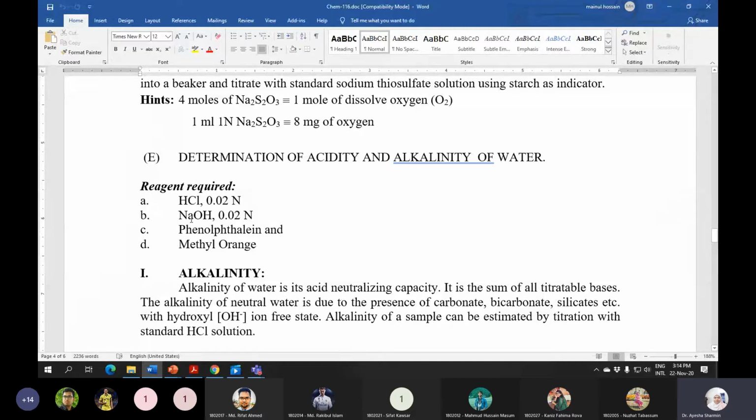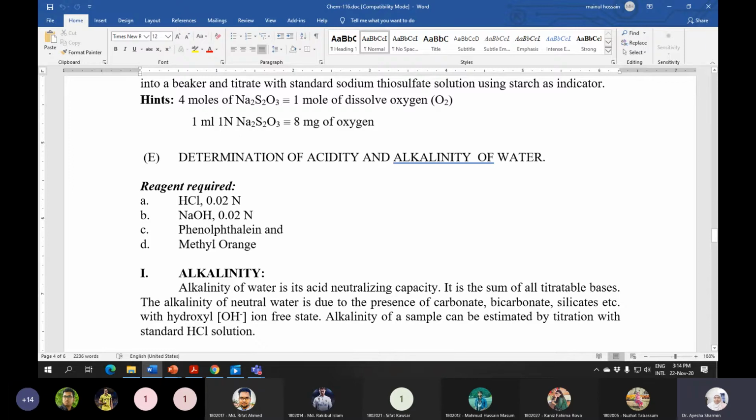Because remember, in natural water sources you can have a natural buffering system. That means you might have some weak acid and weak base dissolved in the sample water. So you have to find out their alkalinity and acidity. To do that, you will use these reagents which are already standardized. Hydrochloric acid and sodium hydroxide, you know, both of them are secondary standards. So you have to first standardize them to use them in the next experiment.